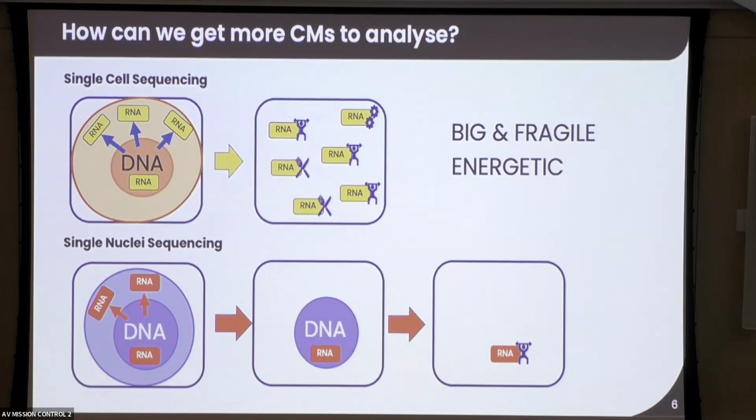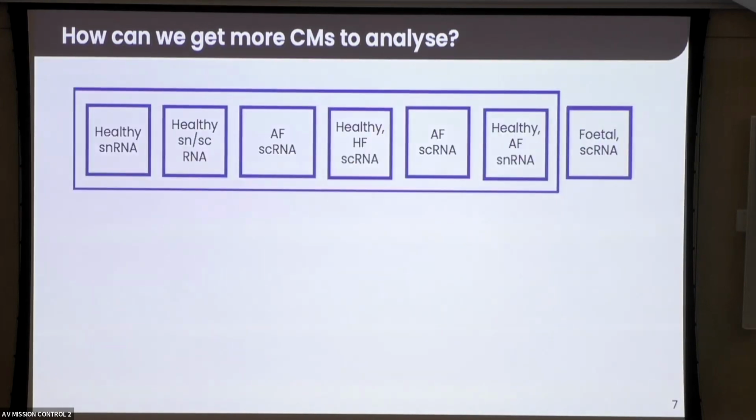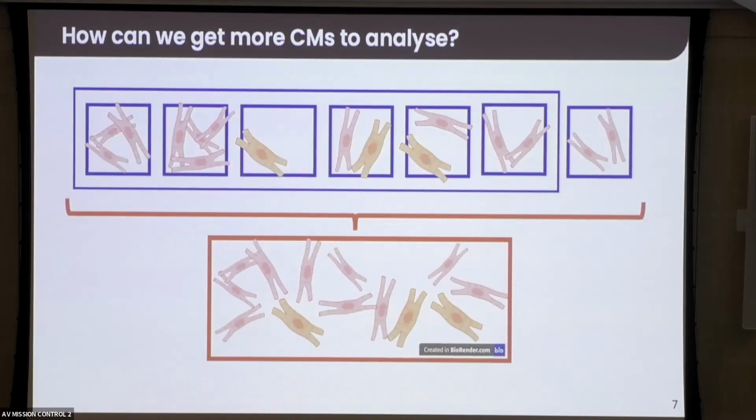So we decided to try a different approach to see if we could get more single cell cardiomyocytes by combining multiple data sets. So you can see there's loads of different data sets here. Some of them only have healthy cells, some of them only have disease cells. Each of them has their own smaller population, particularly for the single cell analyses of cardiomyocytes, but by combining them together, we should be able to get a big population of these cells to analyze.